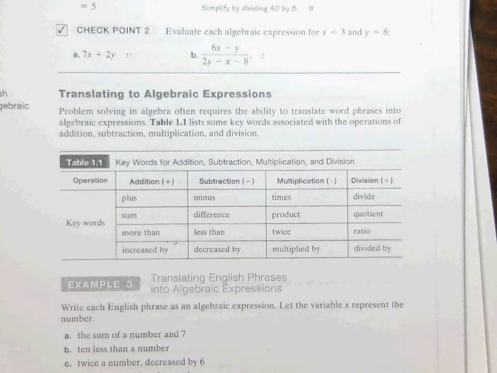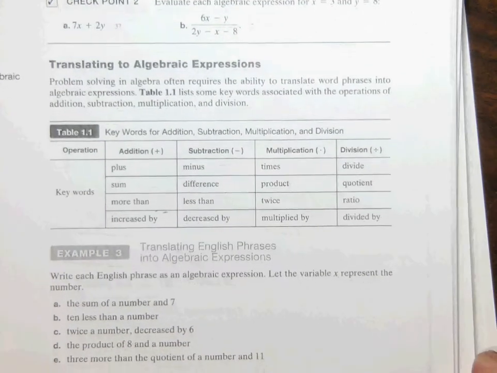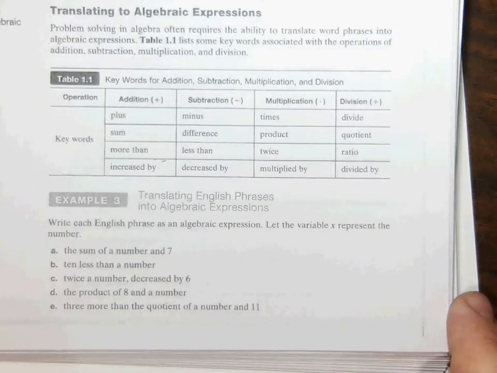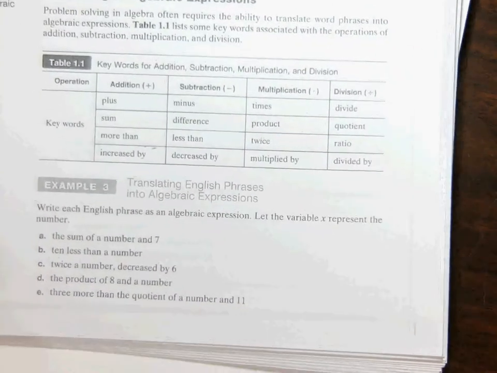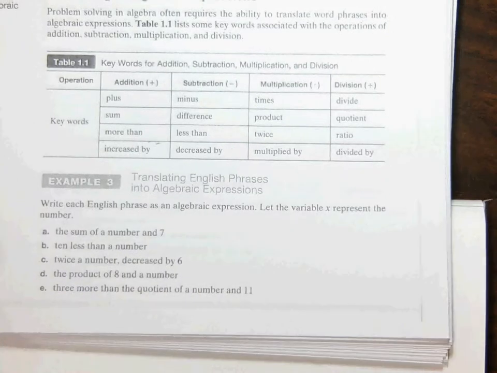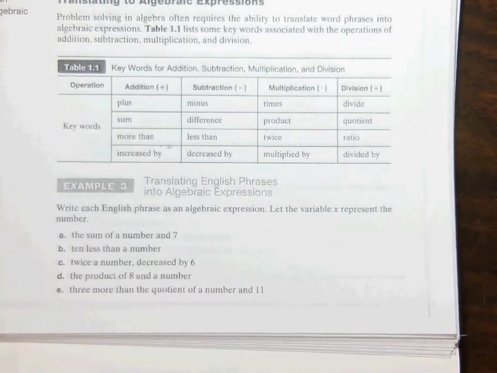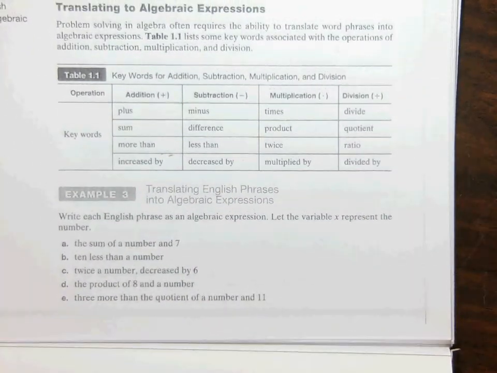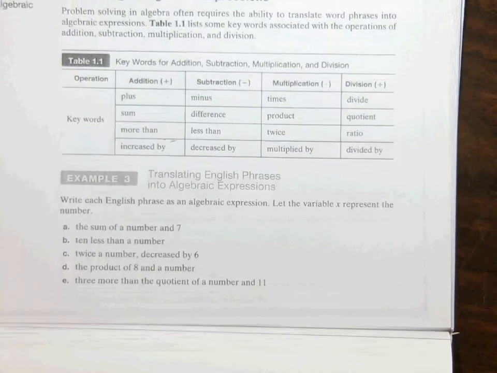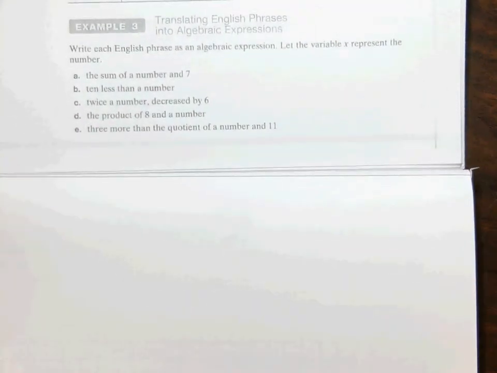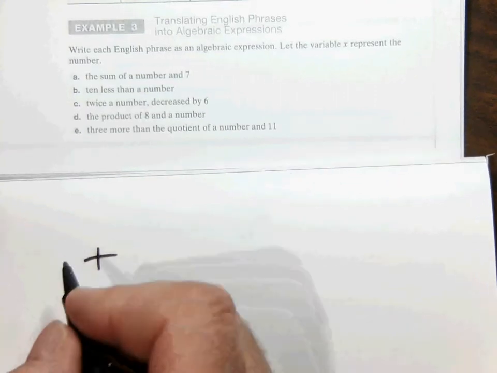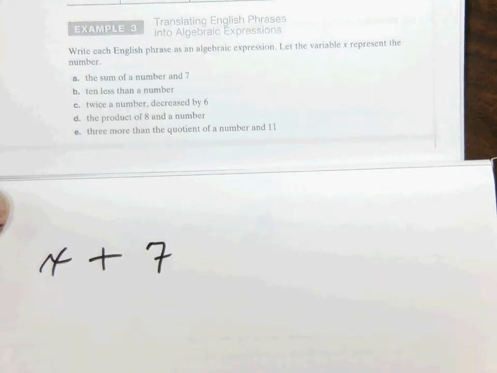The other ones are pretty self-explanatory. So if we wanted to run through this example 3 here, translate the written word into the algebraic expression. The sum of a number and 7. When we say a number, that's our mystery. We'll call it x. Sum means I'm adding 2 things together. What am I adding? Some mystery number, call it x, and 7 together. There we go. x plus 7.